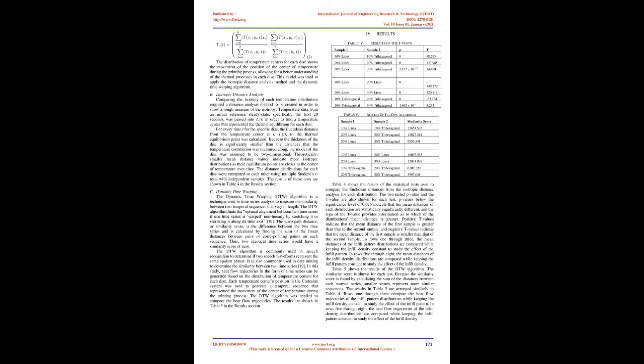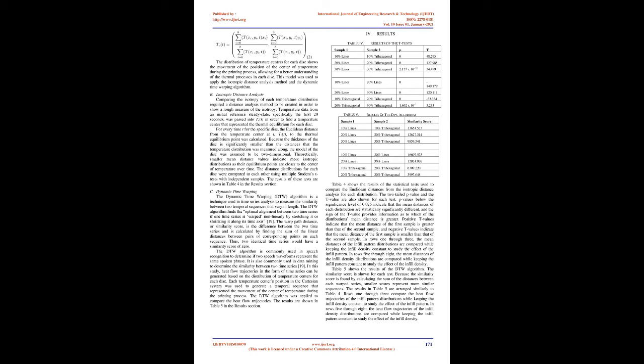In rows 1 through 3, the mean distances of the infill pattern distributions are compared while keeping the infill density constant to study the effect of the infill pattern. In rows 5 through 8, the mean distances of the infill density distributions are compared while keeping the infill pattern constant to study the effect of the infill density.